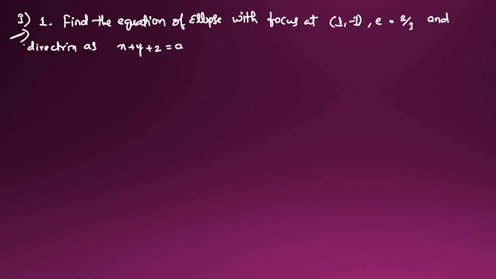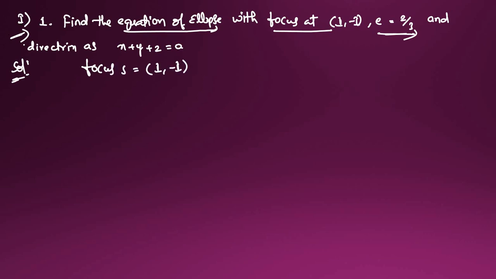The first question in section 1 is: find the equation of the ellipse. He is asking us to find the equation of the ellipse with the focus at (1, -1). Here the focus is (1, -1), and e is given. I told you already, the eccentricity and the directrix are given, the directrix as x plus y plus 2 is equal to 0. Solution: the focus S is given as (1, -1), e is given as 2 by 3, and the directrix is given as x plus y plus 2 is equal to 0.